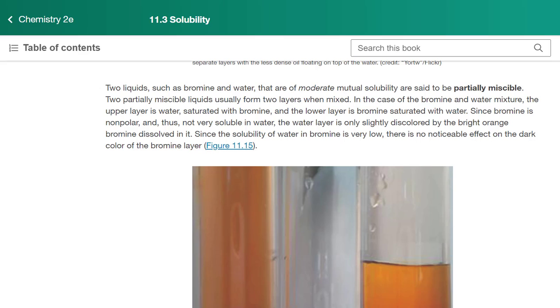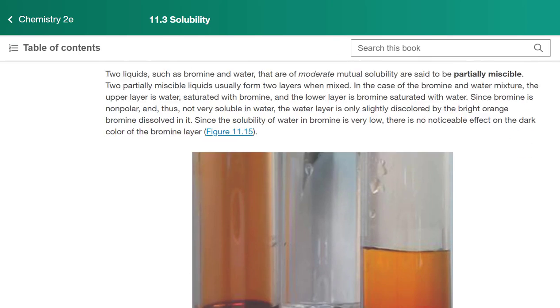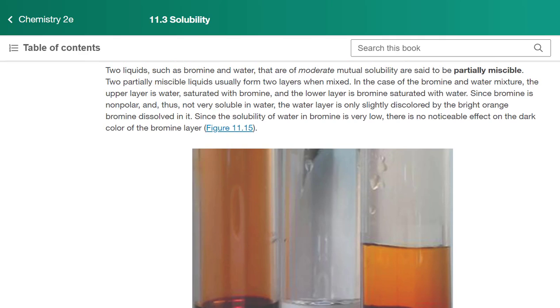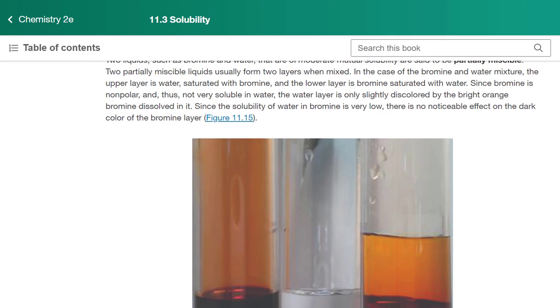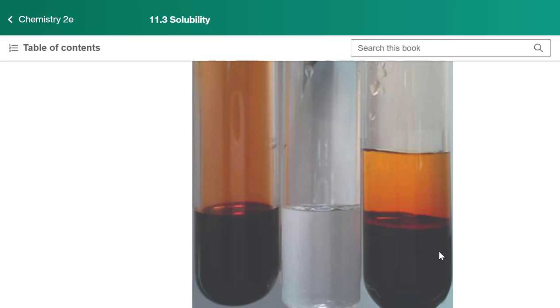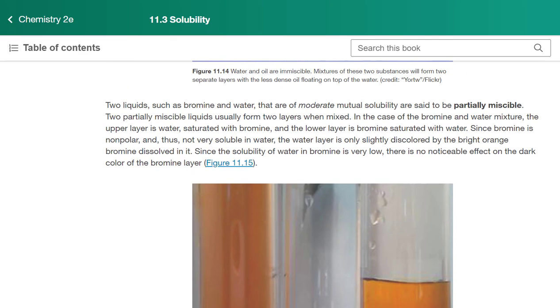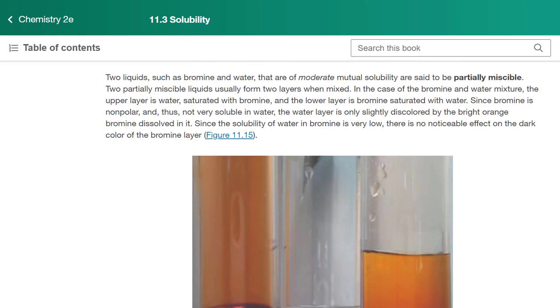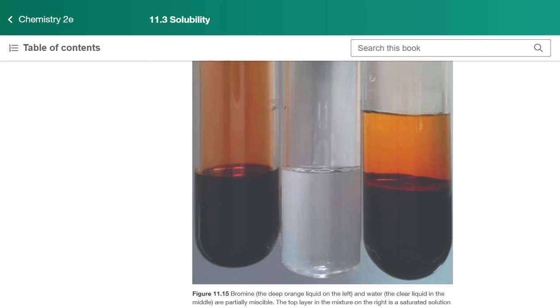Sometimes the word partially miscible is used to indicate that there is a significant amount that dissolves, but you're still going to end up with layers. We can see that here, where we've got bromine and water. The coloration there is from the bromine dissolved in the water, and this is bromine liquid just by itself. So we might say they are partially miscible, but they don't completely mix together. So that's how we discuss liquid-liquid solutions.